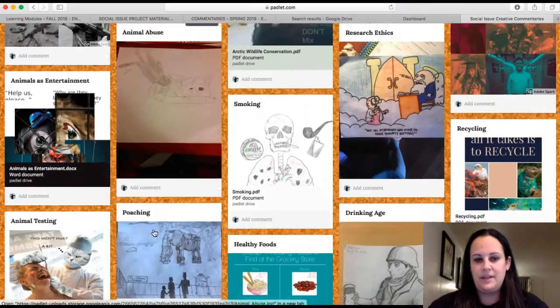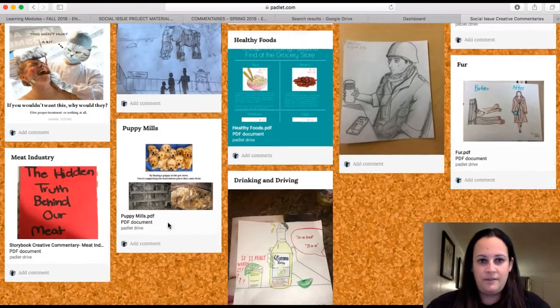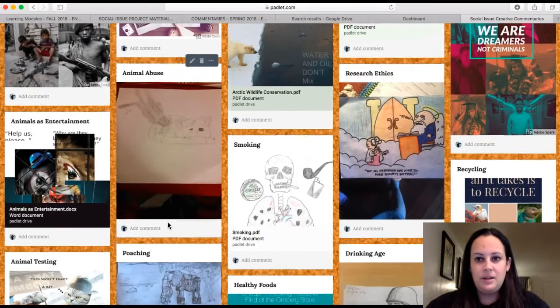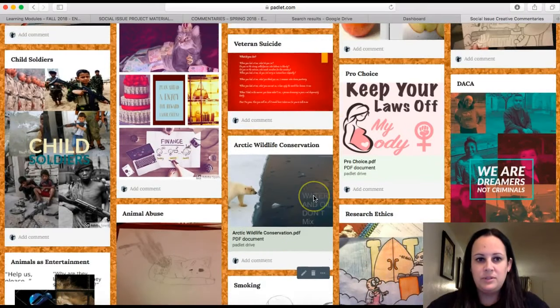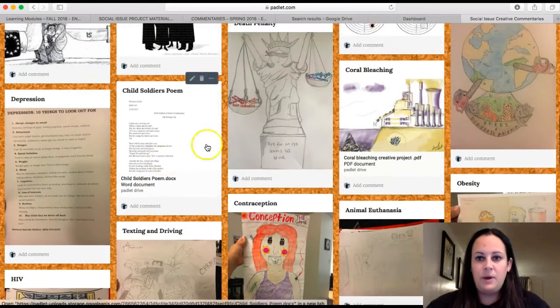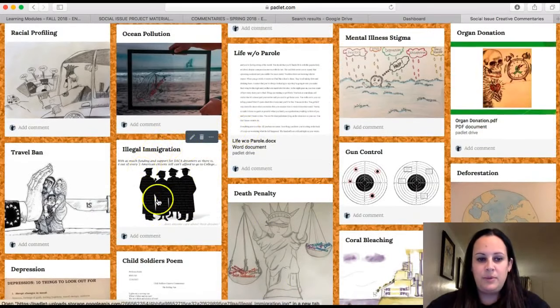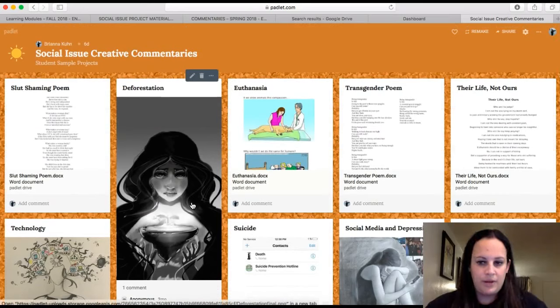Notice how different they are, right? A lot of people drew things, right? But not everyone. There's poems in here. Some people use Adobe Spark to create a page, a post. There's a few Adobe Spark ones. There's poems. Some people used different technology to create theirs, right? So there's so many different ways that you can go about the creative commentary. And I've labeled them with the social issue so you can kind of see how students approach this.